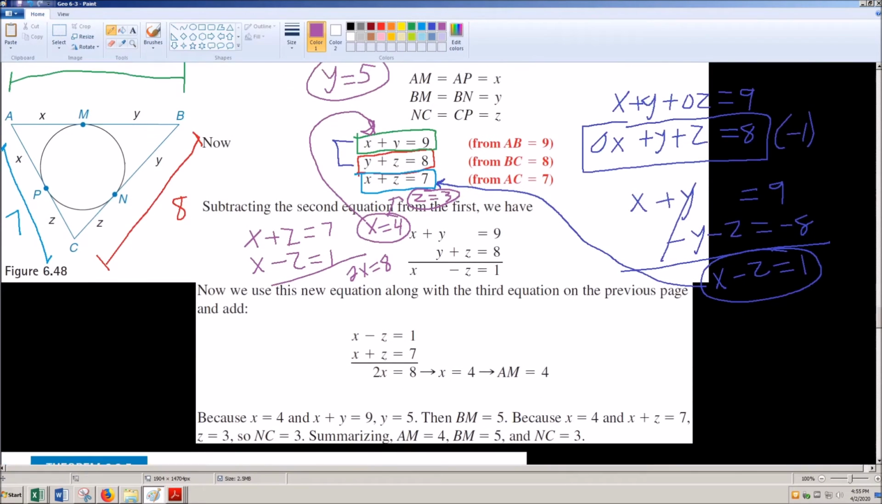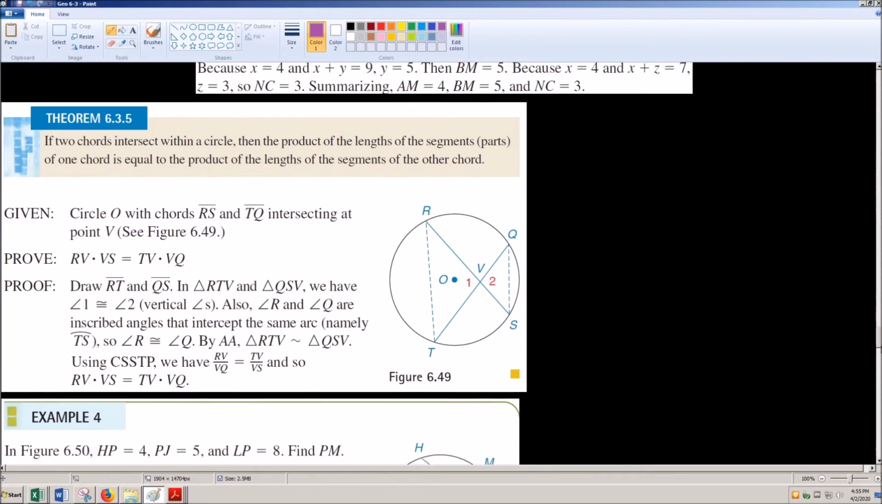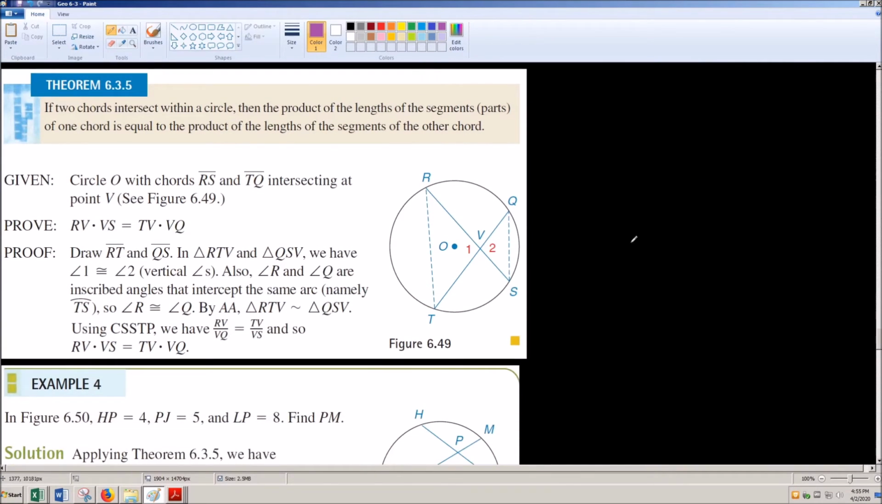Here's the clean version, just to show you. So looking at 6.3.5 here, now we start getting into the length relationships that I talked about in the beginning.